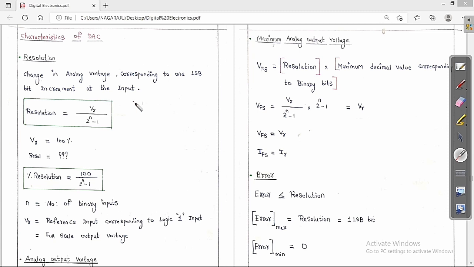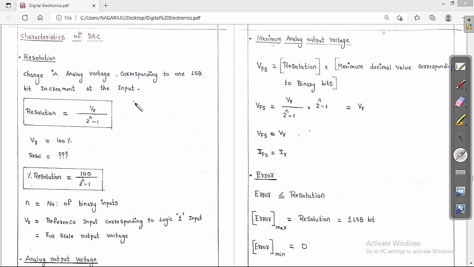The resolution formula is equal to VR by 2 to the power of n minus 1, where n is the number of binary bits. This is a very important formula that you always have to keep in your mind. Resolution is equal to VR by 2 to the power of n minus 1. Whenever there is a 1 bit increment in the LSB, the change in analog voltage is called the resolution. So for one LSB bit increment in the digital input, the change in the analog voltage is called the resolution.